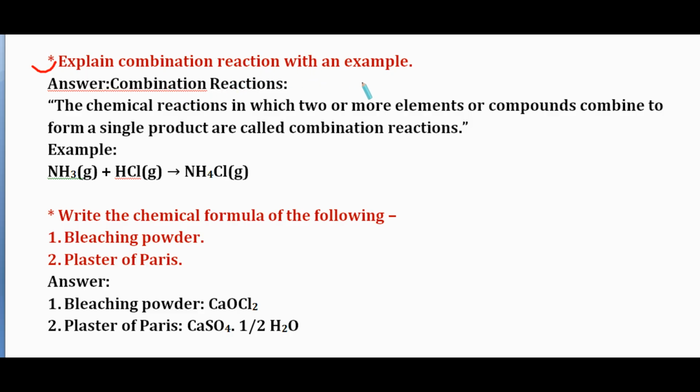Explain combination reaction with an example. The chemical reactions in which two or more elements or compounds combine to form a single product are called combination reactions. Example, this is ammonia and this is hydrogen chloride, that is hydrochloric acid. It forms NH4Cl, ammonium chloride, and it is a combination reaction.